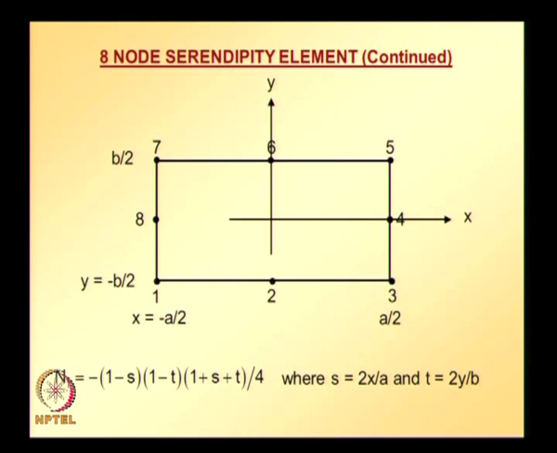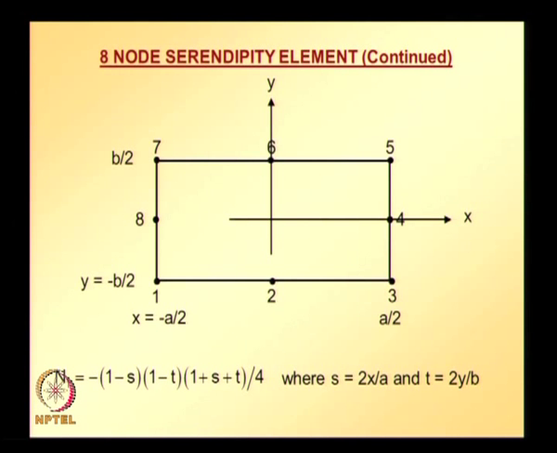So based on the procedure that I mentioned, when we are writing the shape function for node 1, include the equation of the line passing through nodes 3, 4, 5, and also include the equation of the line passing through 7, 6, 5 and the equation of the line passing through 2 and 8, and normalize it. Then we get the shape function expression of node 1. Here it is written in terms of S and T, where S and T are defined: S is equal to 2x over A, T is equal to 2y over B.